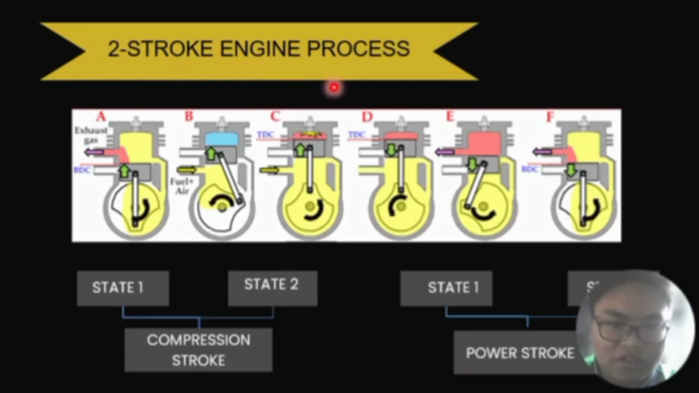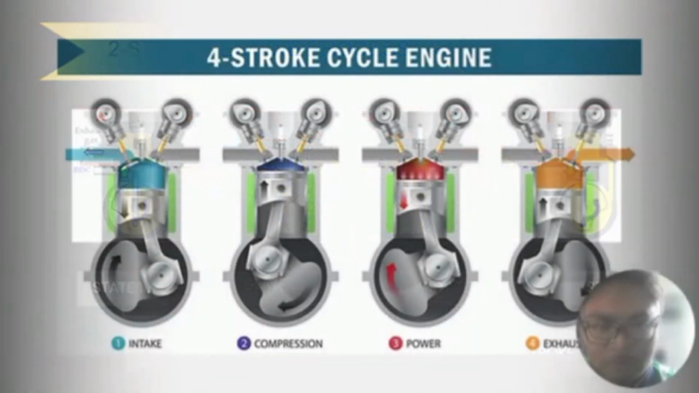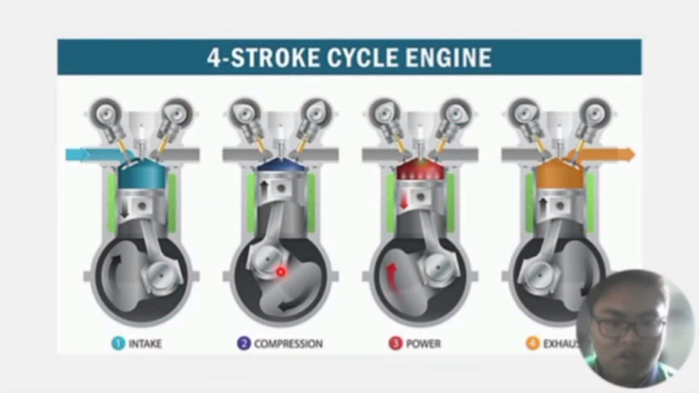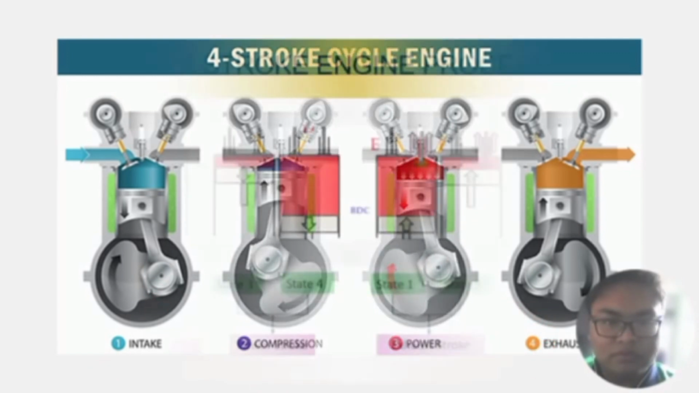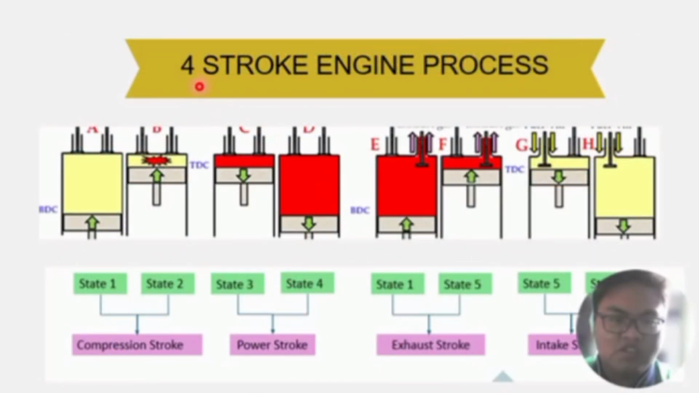For the two-stroke engine process, the compression stroke begins with fuel and air mixture going into the engine. The ignition begins, and the piston goes down to the BDC, and the exhaust gas exits from the engine. For the four-stroke cycle engine, we have intake stroke, compression stroke, power stroke, and exhaust stroke. This is the four-stroke engine process of compression stroke, power stroke, exhaust stroke, and intake stroke.